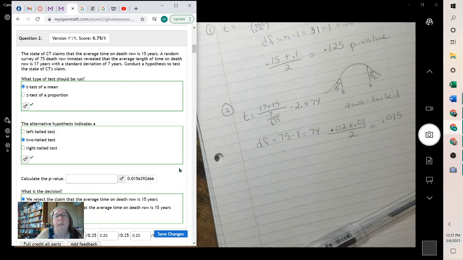And if you have any questions, let me know. So this would be the p-value. And I did give you credit for those two because your answers were close.